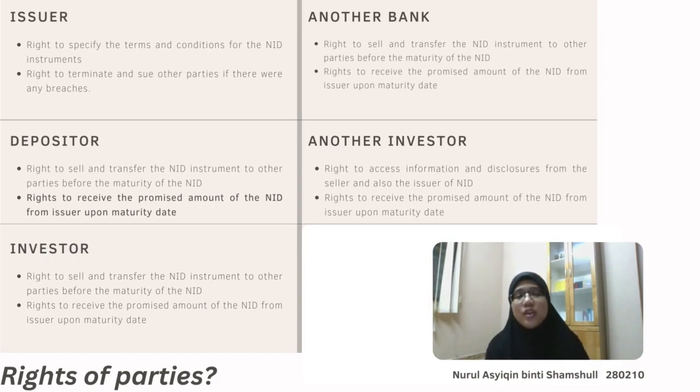The second right for the issuer is the right to terminate and sue other parties if there are any breaches. The issuer can take legal action against other parties which do not honor the terms and conditions of the NID instrument.